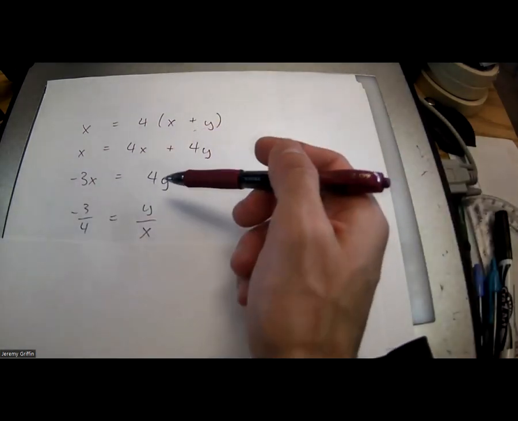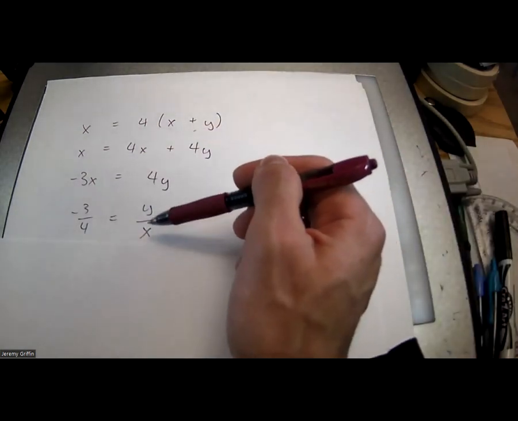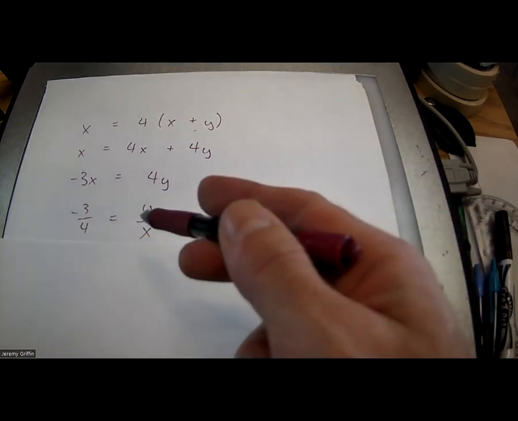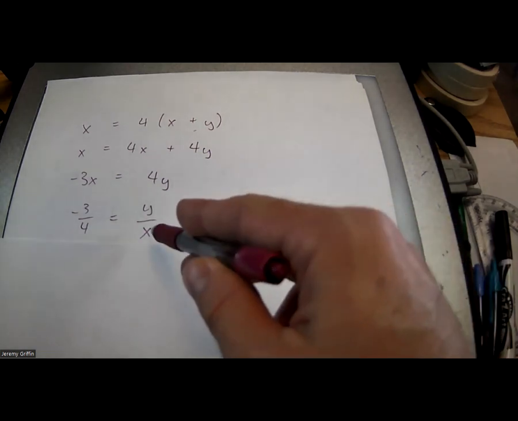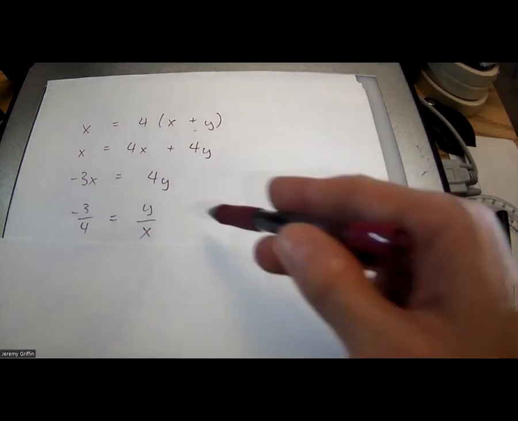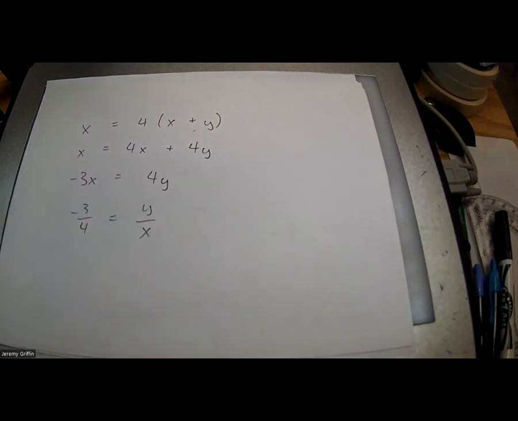The question is, what is y over x? So eventually you can rearrange it and it could look like this. So that relationship would be true. Y over x is always negative 3 over 4. So again, for example, if x was 1,000, then y could be negative 750. Just as one example.